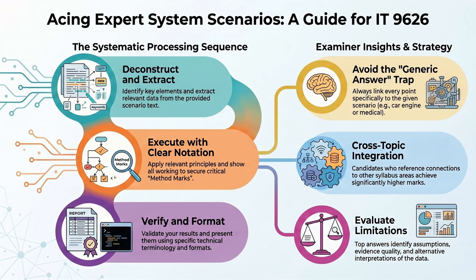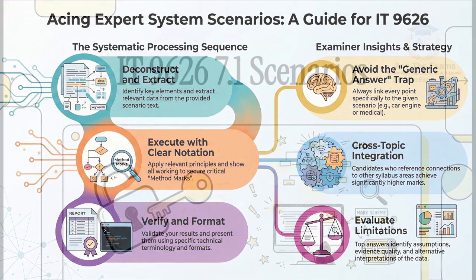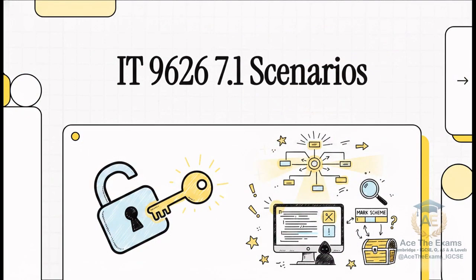Okay, let's jump right into this explainer and completely decode Cambridge Computer Science. Today, we're specifically targeting how to master Section 7.1 Expert System Scenarios. Listen, if you are sitting for Cambridge syllabus codes 0417, 0478, 2210, 9618, or especially 9626, you already know the deal. These scenario-based multi-stage questions can be a completely overwhelming challenge.